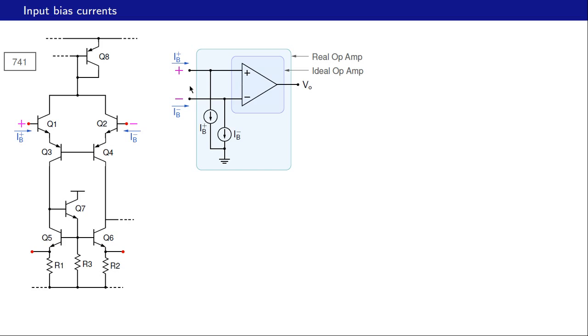So what do we see at the non-inverting input? We see this current IB plus going in, and we also see at the inverting input this IB minus going in. What it means is that this ideal op amp still has zero input currents, and with this equivalent circuit we can represent the effect of the input bias currents and also analyze circuits in a simple manner, because we can use all the features of the ideal op amp in circuit analysis.